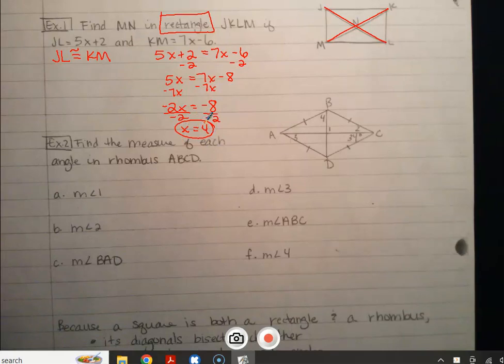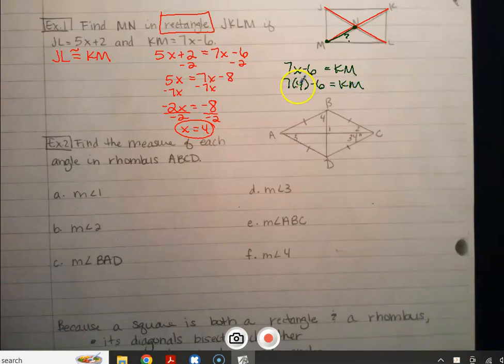Okay, that's helpful. We have x, but we have to find MN. Okay, so we want from M to N, this segment right here, what does it measure? Well, it might help if we knew KM first, right? We found that x is 4, but let's actually find KM. So let's take that 7x minus 6. Let's plug the 4 in. So 7 times 4 minus 6. So this equals KM.